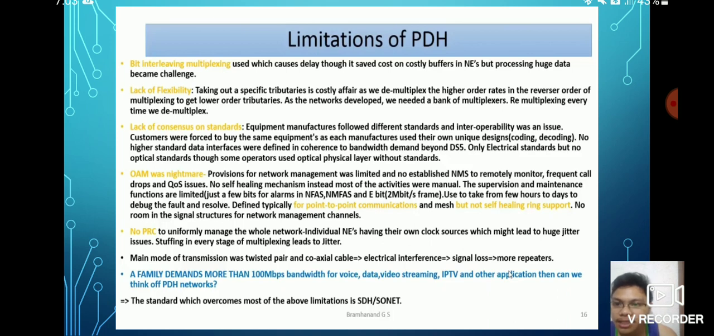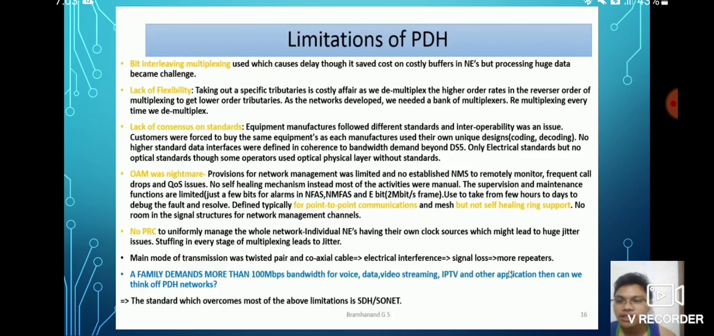Defined typically for point-to-point communications and mesh but no self-healing ring support. No room in the signal structures for network management channels. Another limitation here is no PRC. To uniformly manage the whole network, individual NEs have their own clock sources which might lead to huge jitter issues. Stuffing in every stage of multiplexing leads to jitter.